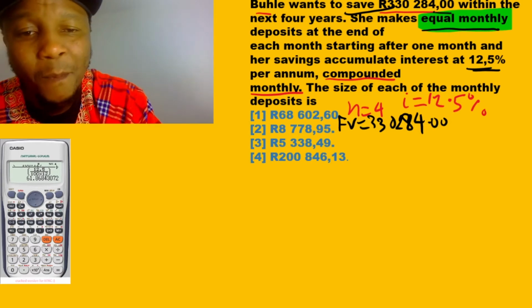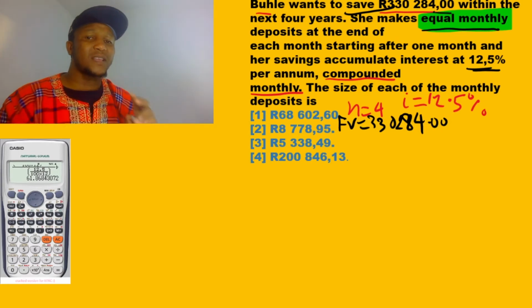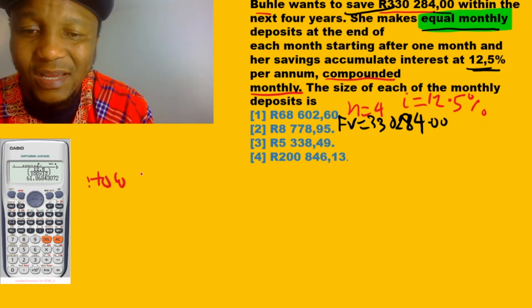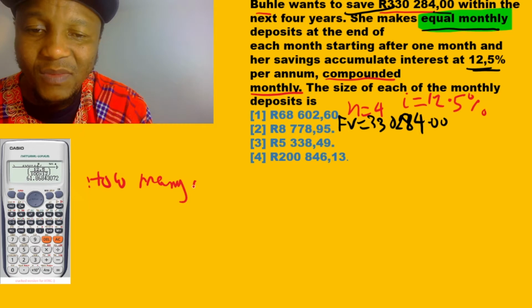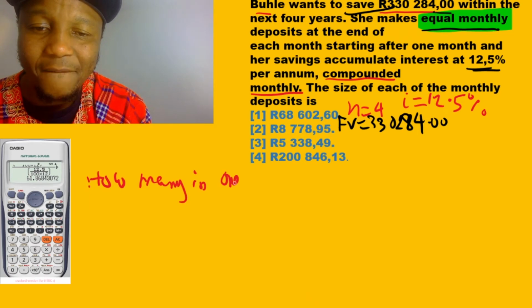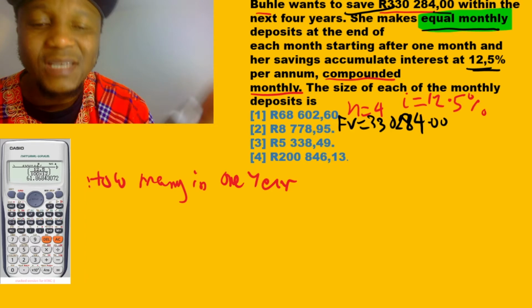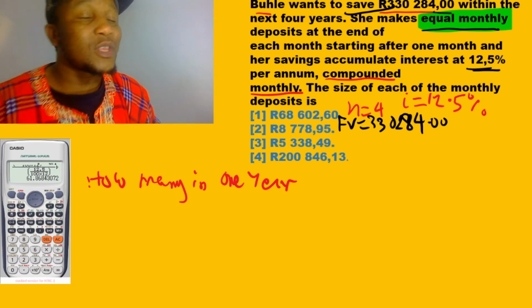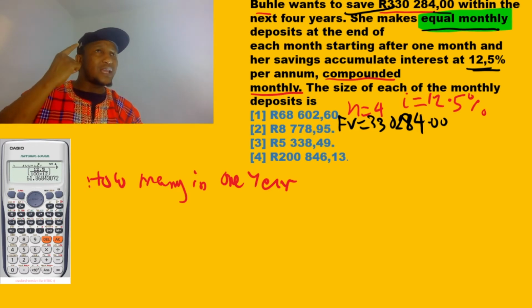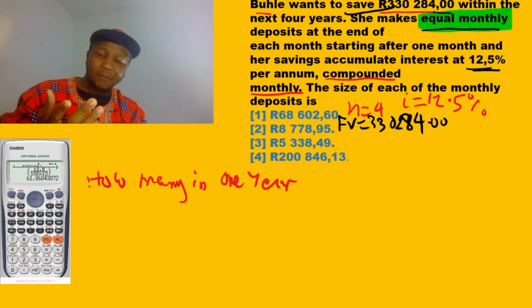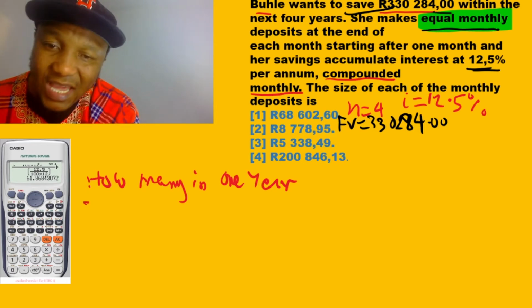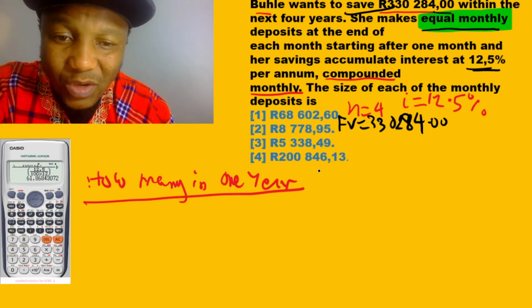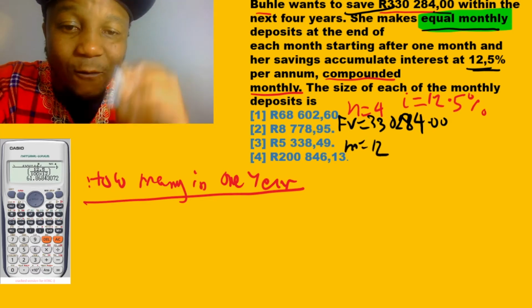Family, look. If they say it was compounded monthly, the question you have to ask yourself is: how many in 1 year? It was compounded monthly, so you ask yourself, how many months in 1 year? 12. So the compounding frequency, which you can represent using m, is equal to 12 for this case because it was compounded monthly.